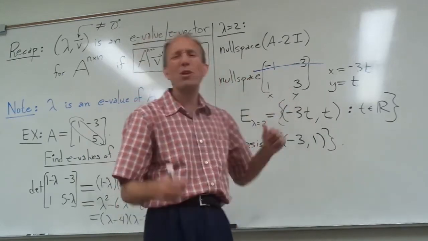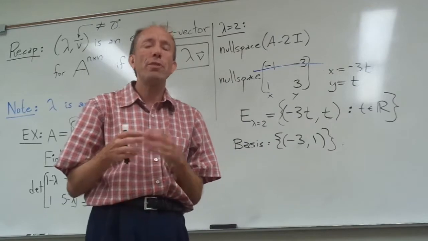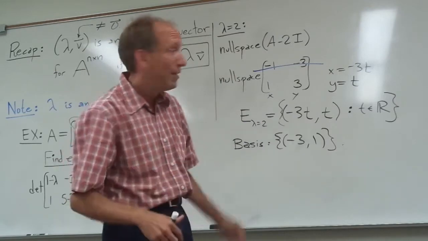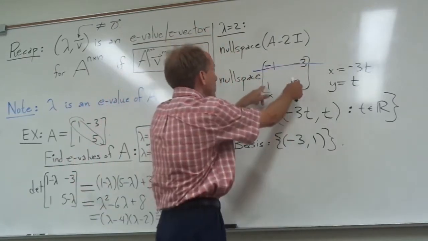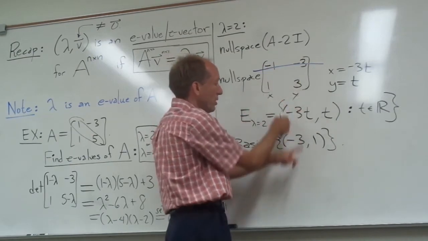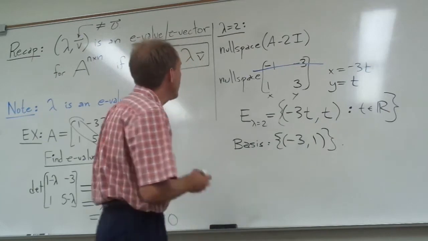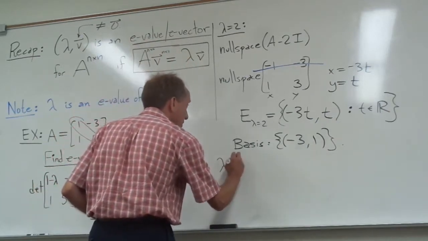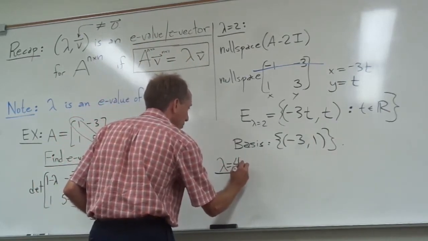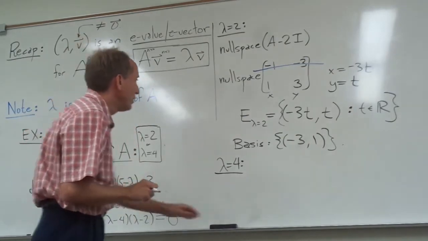So in other words, I'm trying to save you some of the tedious ERO work. Just cross off a row, look for a vector by swapping these two numbers and changing the sign of one of them. It'll work every time. Okay, let's try that on the other eigenvalue. Lambda equals 4. That was the other eigenvalue here.